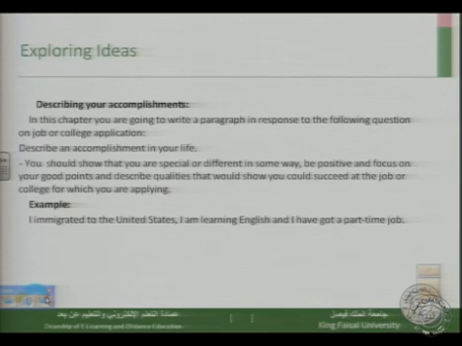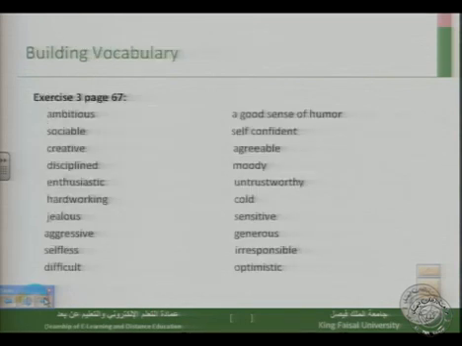I am learning English and I have got a part-time job. So here in this sentence he says, I immigrated to the United States, I am learning English and I have got a part-time job. This shows an accomplishment done by this applicant. He sees that what he did is something positive, and those are qualities: to be able to speak English well and to have a part-time job is a good thing for him. We will move now to the next slide.